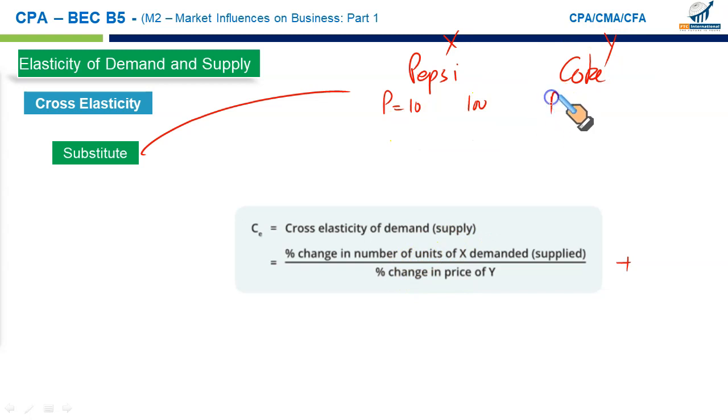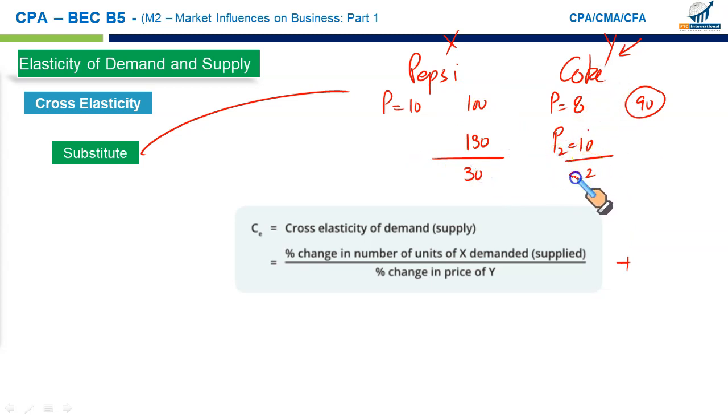At the same time, the price of Coke is $8. The quantity demanded is 90, for example. Now, let's say for our good Y, the price increases from $8 to $10. What will happen? The customers who were purchasing Coke will shift their demand to Pepsi, and now the demand for Pepsi goes up to 130. So the demand for Pepsi has gone up by 30 units, whereas the price of Coke has gone up by $2. Let us calculate and see.